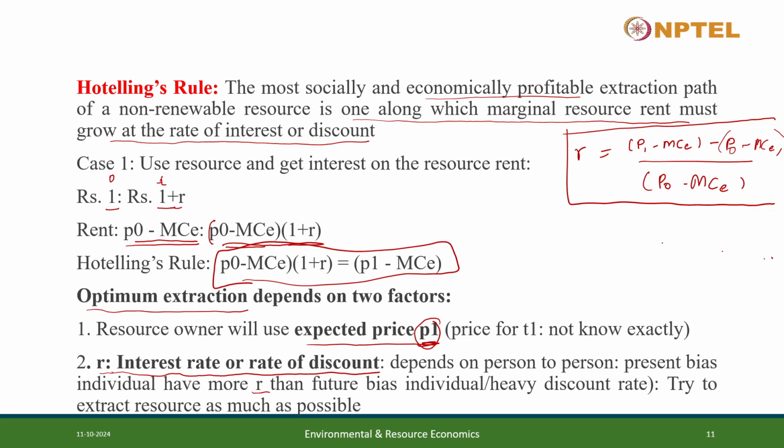Let's say that I have a stock of oil in some reservoir. So for me, if usage in the present has more value than the future, like if I need money right now very urgently, then I'm more present biased, right? But if I want to secure money for my future generation, then I will be future biased. Based on present bias or future bias, the discount rate will be different. So R depends on the person. A present-biased individual has a higher R than a future-biased individual. So a present-biased individual will try to extract resources in the present as much as possible.